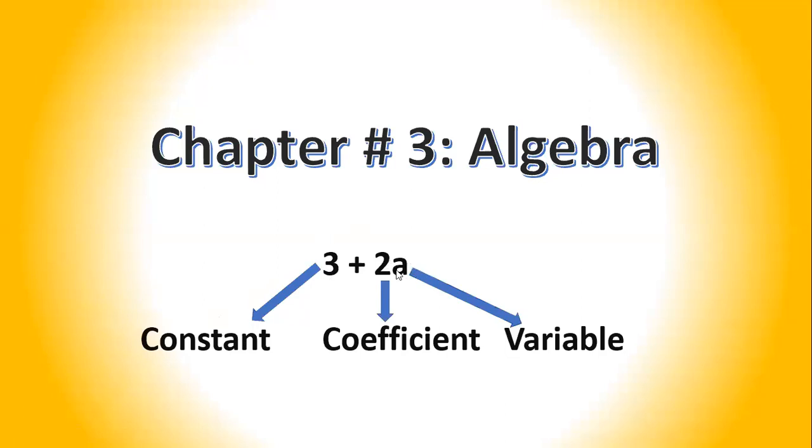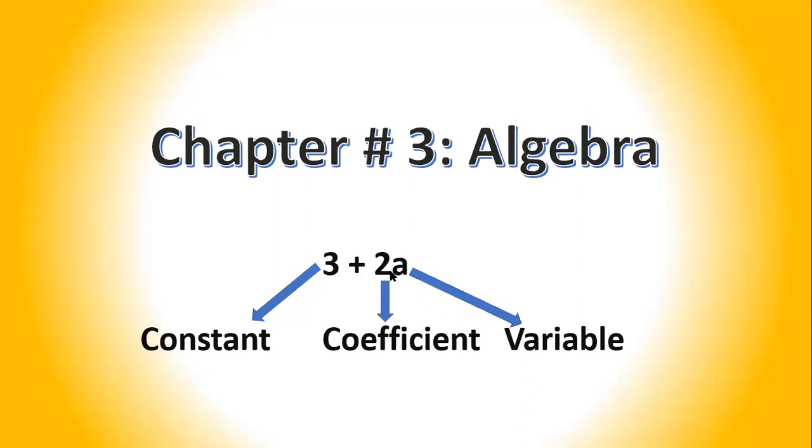Now, what about this 2a? Here, a is called the variable. What are the variables? The letters having no definite values. For example, we can assign any value to this variable. Okay? We can assign a equals 2, a equals 3, a equals 4, any value to this variable. Right? So it is called a variable. Okay? What is the variable? Variables, the letters having no definite value.